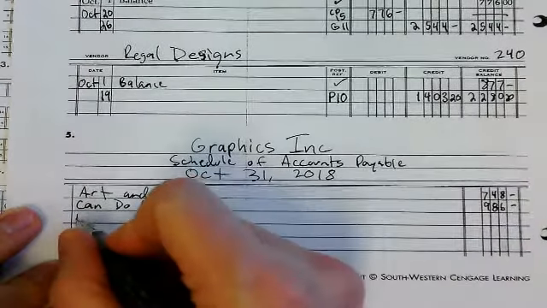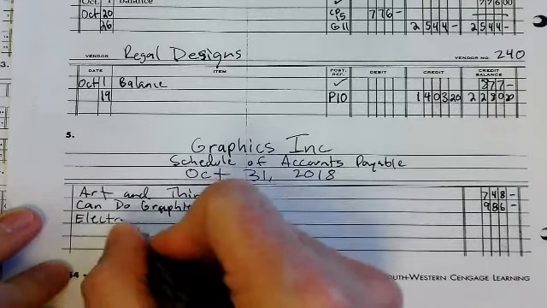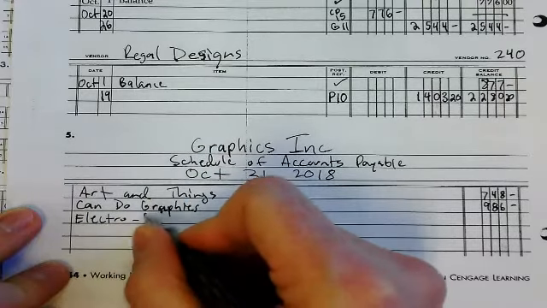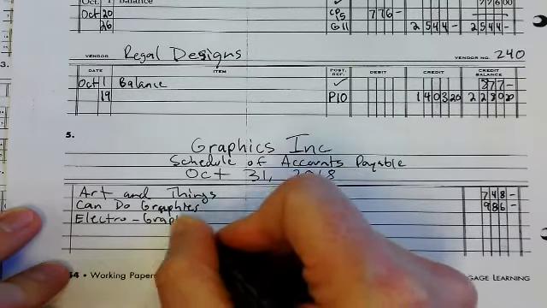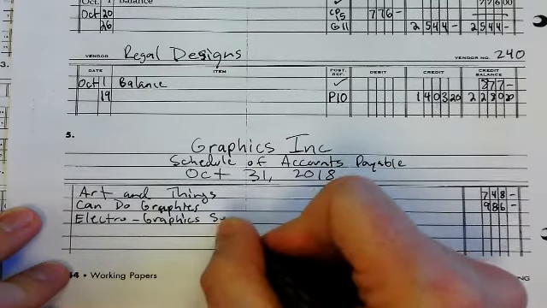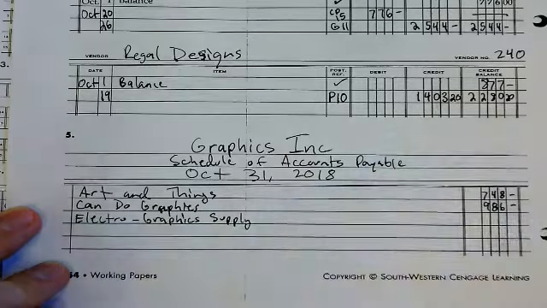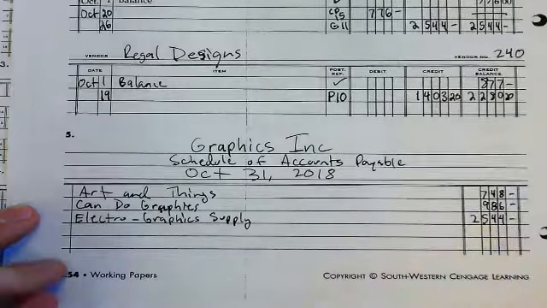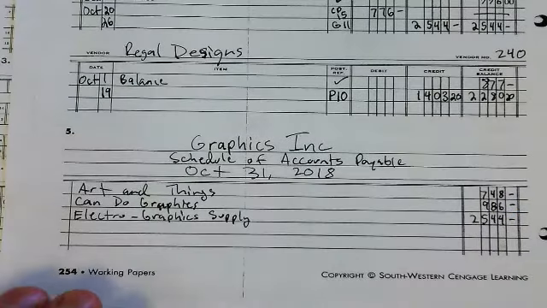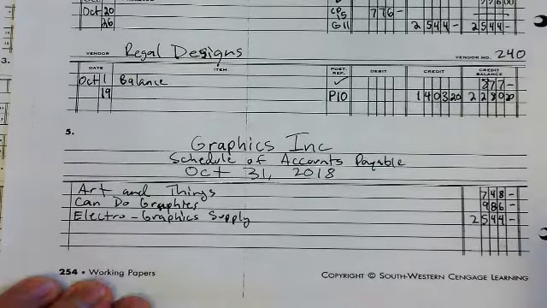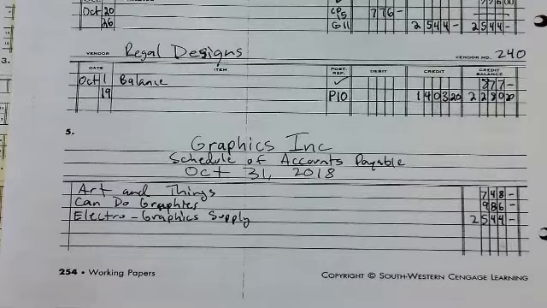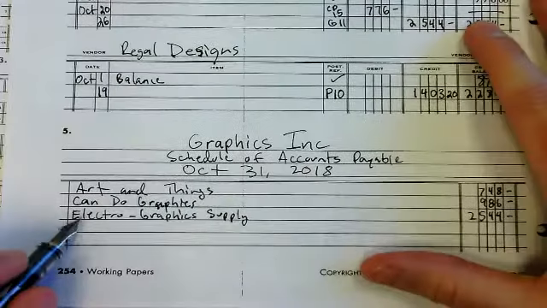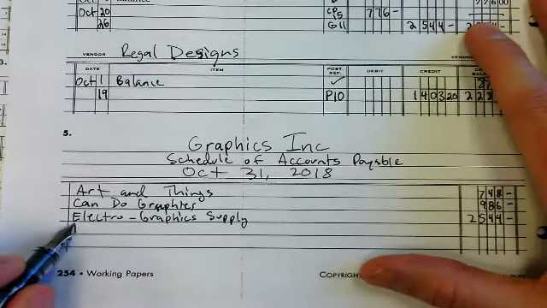Next we have Electrographics Supply. Balance of $25.44. And the last one is Regal Designs, and it's National Write with Your Non-Dominant Hand Day. So go ahead and do that with your non-dominant hand, just for Regal Designs. Very important.